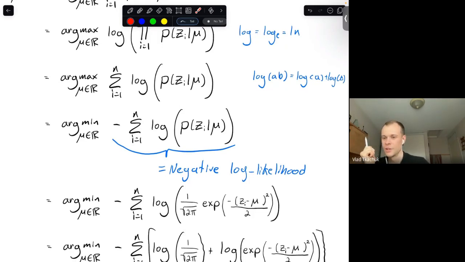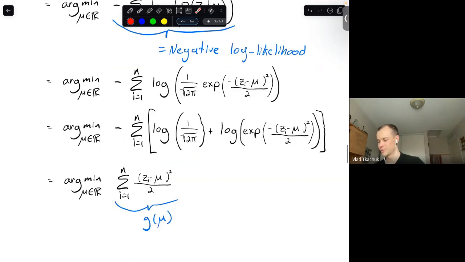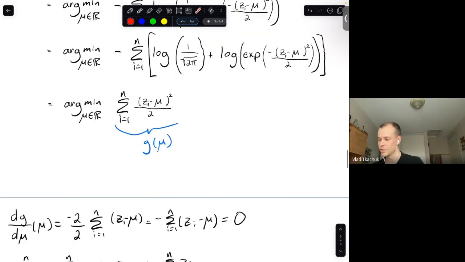How to get rid of the log 1 over 2 pi? Yeah, so this is good. We're just re-clarifying some of the steps. So we got rid of this thing, and the reason is that we're trying to find the parameter mu that maximizes this expression. But notice that this thing doesn't depend on mu at all. And if you shift a function by a constant, independent of the parameter, you don't change the maximizer of the function.